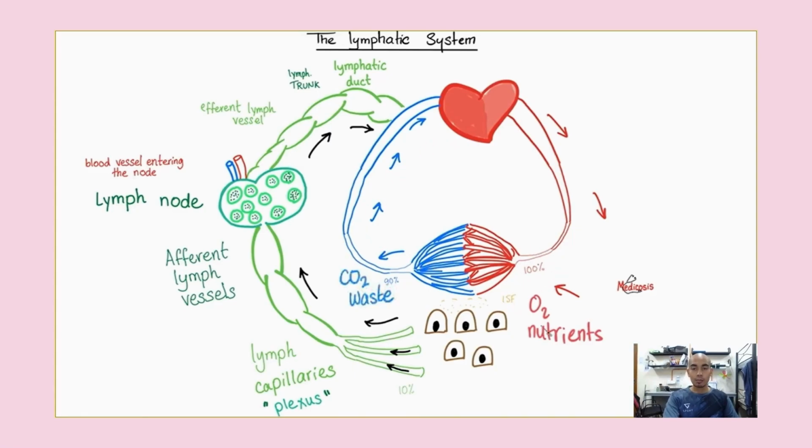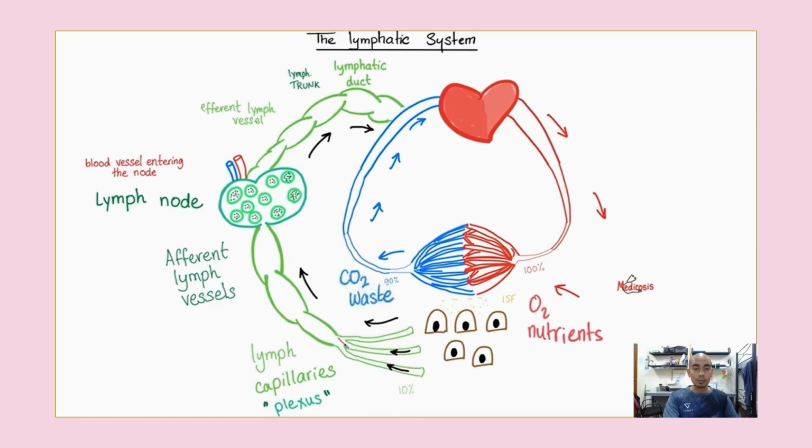So from 100% of the blood that goes through the capillaries, only 90% of the content will go back to the heart through the vein. The other part is going to go back into the vein, but not directly. It is through the lymphatic system. The interstitial fluid that leaks from the capillaries will be absorbed into the lymph vessels from the lymph capillaries. As it is absorbed into the lymph capillary, it becomes lymph.